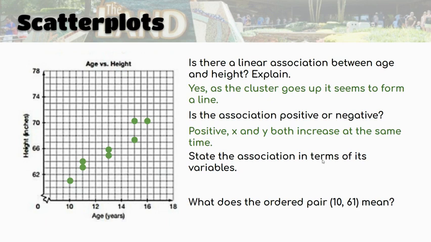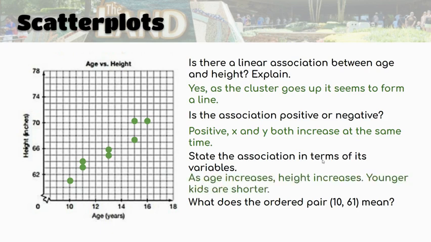And now stating the association in terms of variables. So basically, I want you to use the labels of the X and Y axis to understand this a little bit better. So I could say as age increases, height also increases, or younger kids are shorter, or the older you get, the taller you get. And then it says, what does the ordered pair (10, 61) mean? Well, 10 is the age and 61 is the height in inches. So at 10 years old, the student was 61 inches tall.